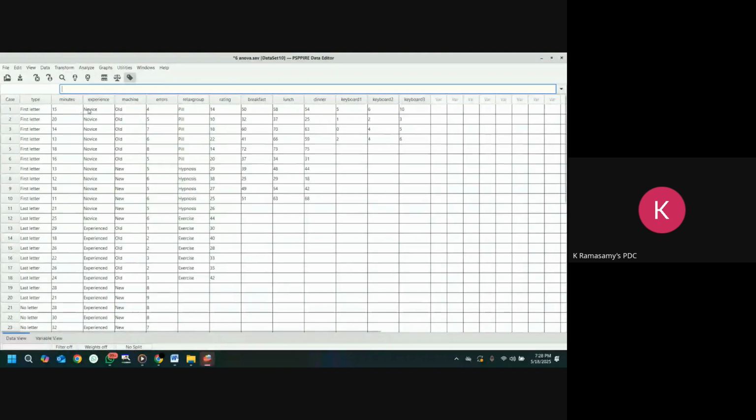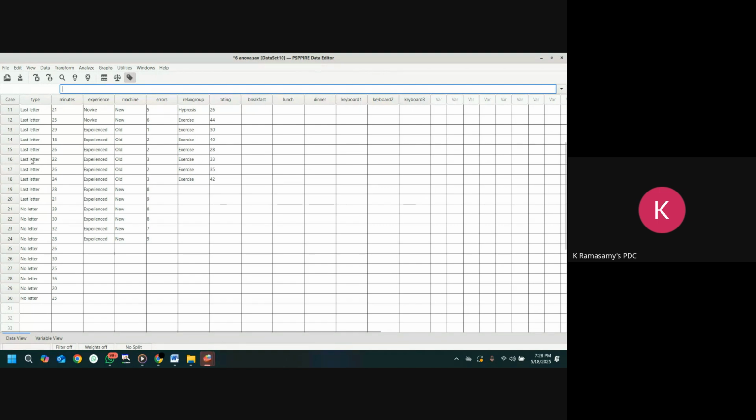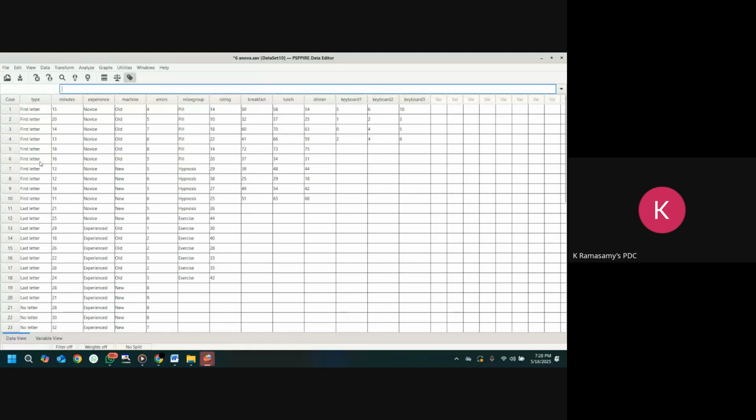I have got two variables. The first variable is the independent variable. I have divided the participants into three groups: first letter group, last letter group, no letter group. Three groups are there. What is that? For example, we are having a jumbled letter game. Three groups of students are there. I have given a lot of alphabets to each and every group.